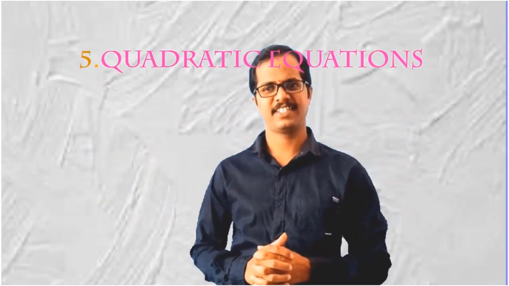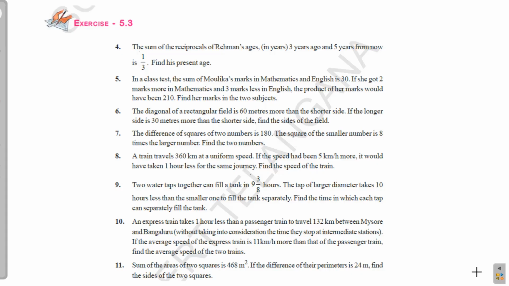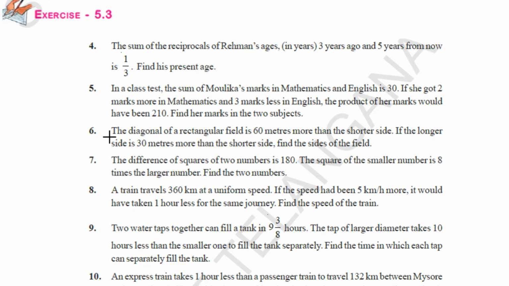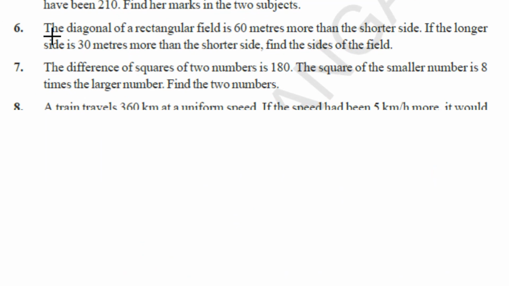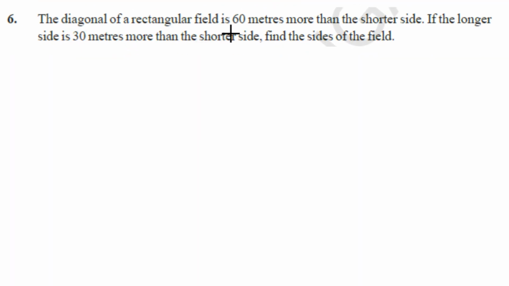This is Bhasker. We are discussing 5th chapter quadratic equations from 10th class mathematics. Let's discuss the next problem from exercise 5.3. The sixth problem. The diagonal of a rectangular field is 60 meters more than the shorter side. If the longer side is 30 meters more than the shorter side, find the sides of the field.